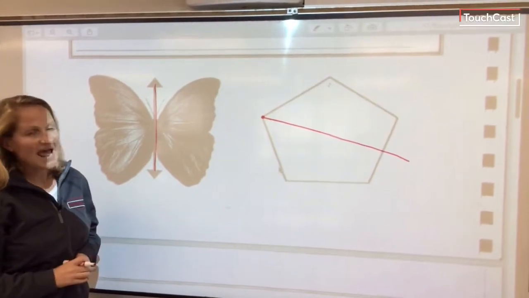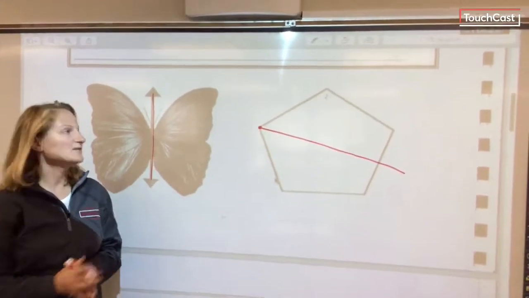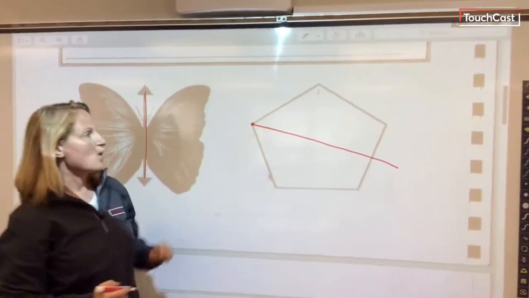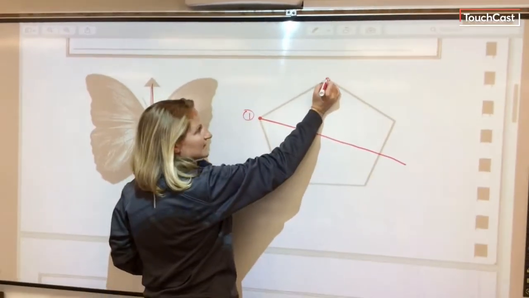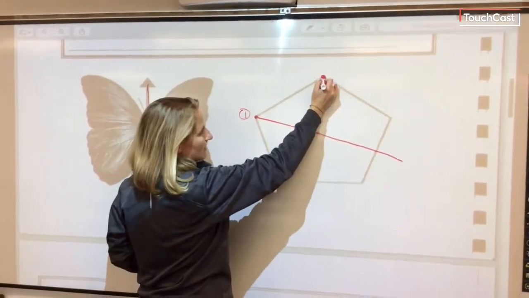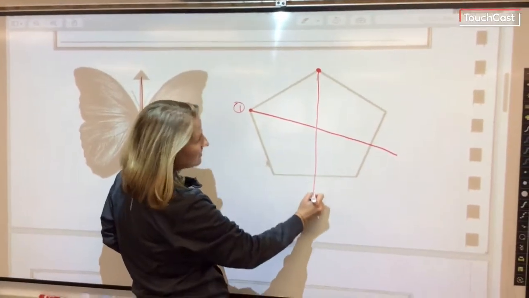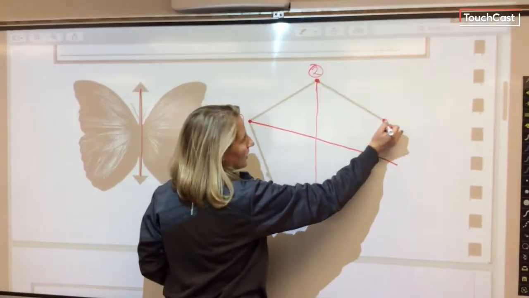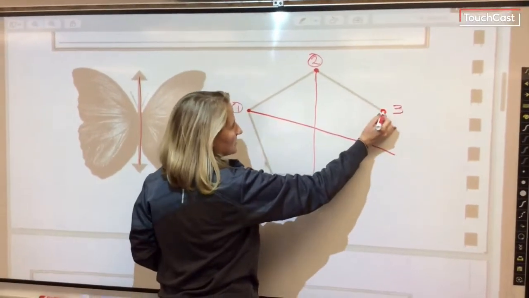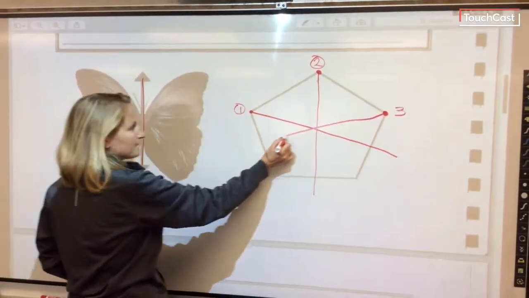Because if you fold it in half, both sides would be the same. So this would be one line of symmetry. I'll label it right there. The next line, I'm going to start at this vertex. Go straight down. That's the second line of symmetry. The third is going to be the same way.